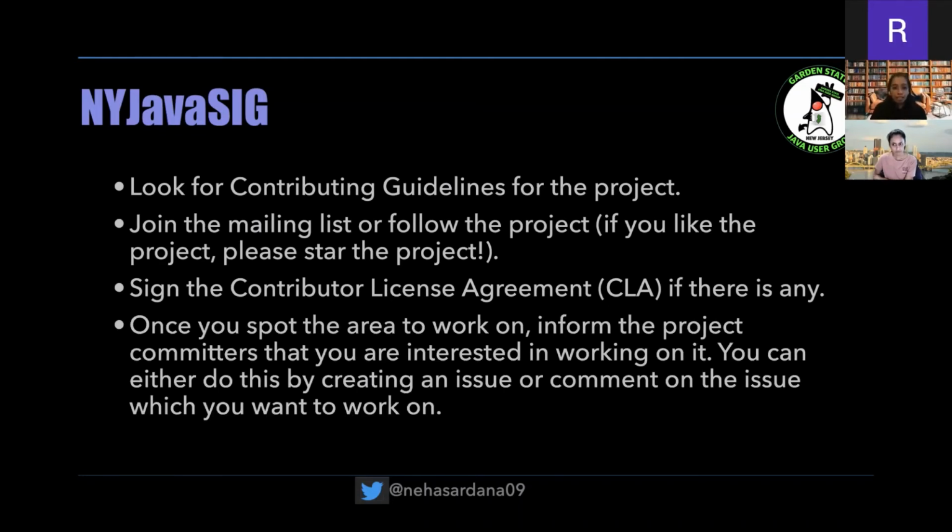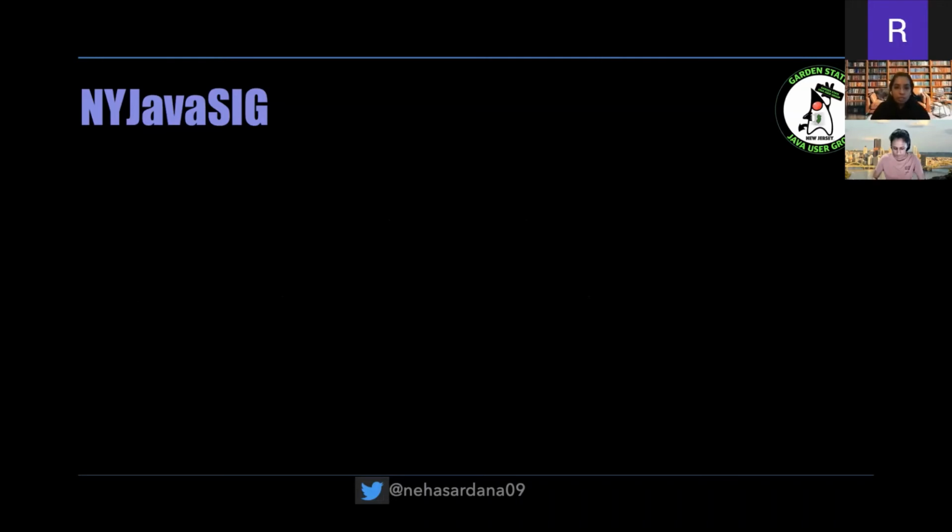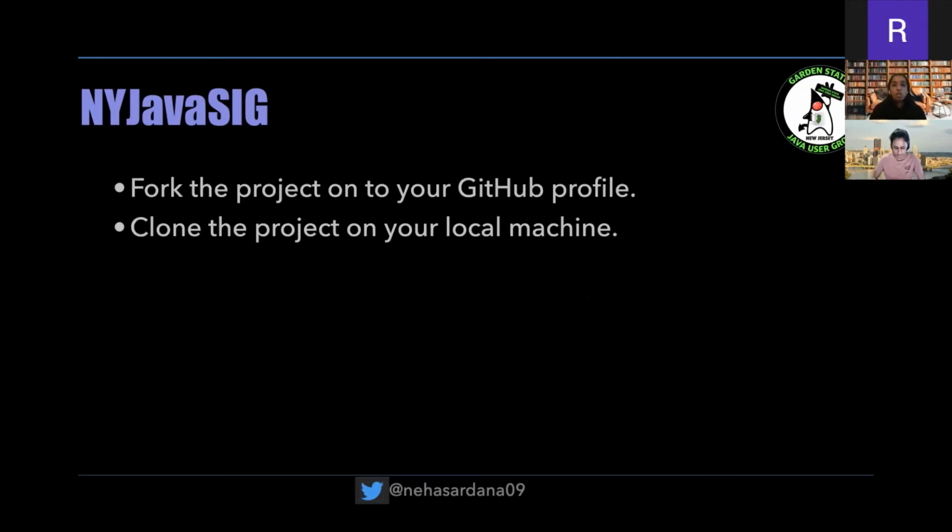Once you spot the area to work upon, you have to inform the project committers that you are interested in working on it. You can do this by just creating an issue or commenting on the issue that you want to work upon. Once you are done, you can fork the project onto your GitHub profile. Once you have forked the project, you can clone the project on your machine.